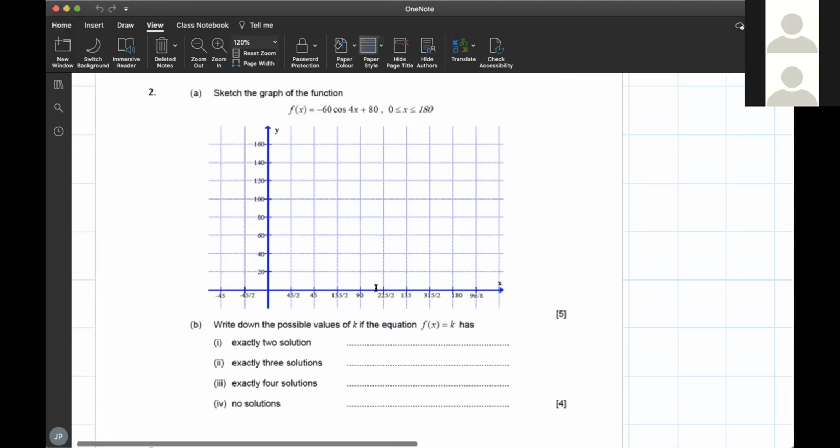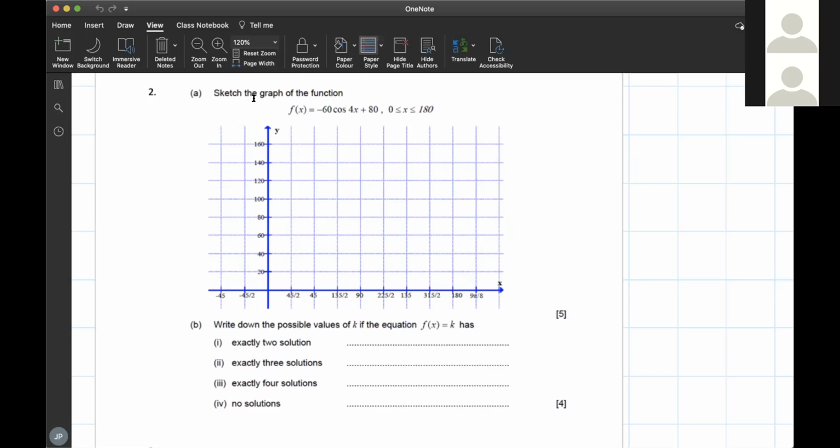And then they said, write down the possible values of k. They have also asked for k. If the equation f(x) is equal to k has exactly two solutions, exactly three solutions, exactly four, or no solution. No solution means no point of intersection. So what is the value of k so that there should be no solution or no point of intersection, exactly four solutions, exactly three solutions, or exactly two? Try it out, come on, try it out. I'll give you a couple of minutes, try it out, and then I'll also do it, okay?